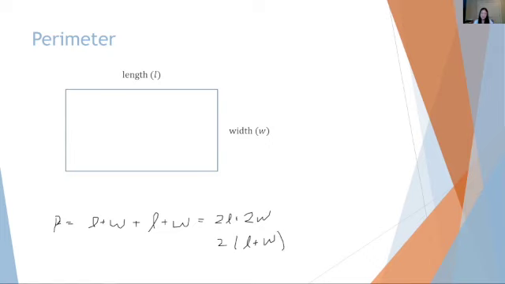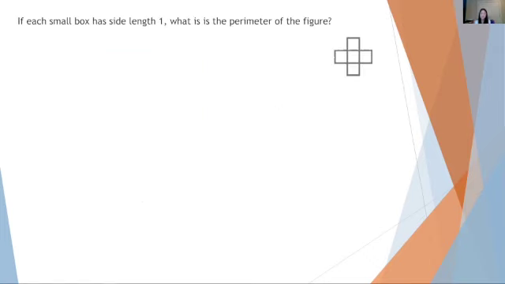Okay, now that we have practiced with that, let's talk about this one. Remember that the definition of a perimeter we have is just the length of all the sides added together. So think about this question and think about what the perimeter of this is. 20 seconds.